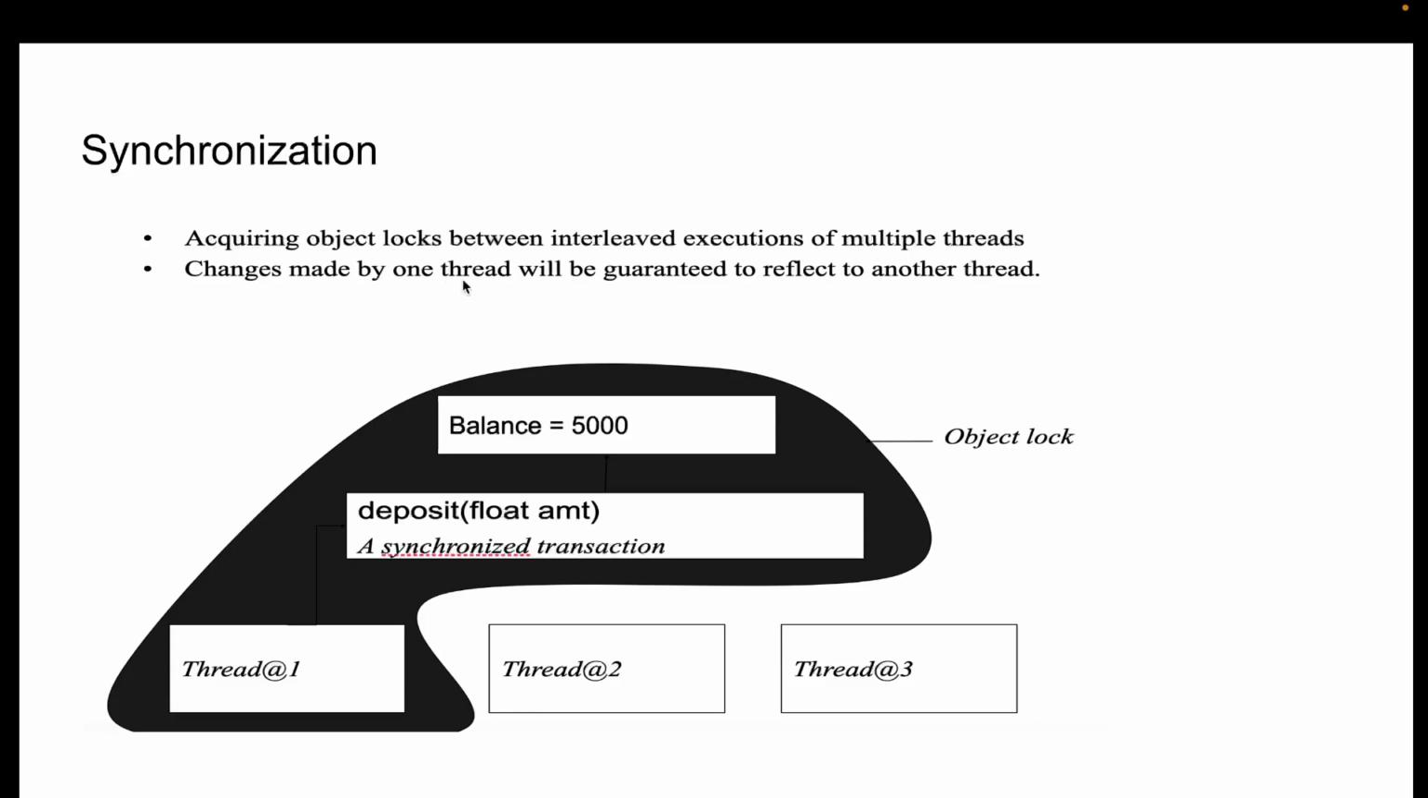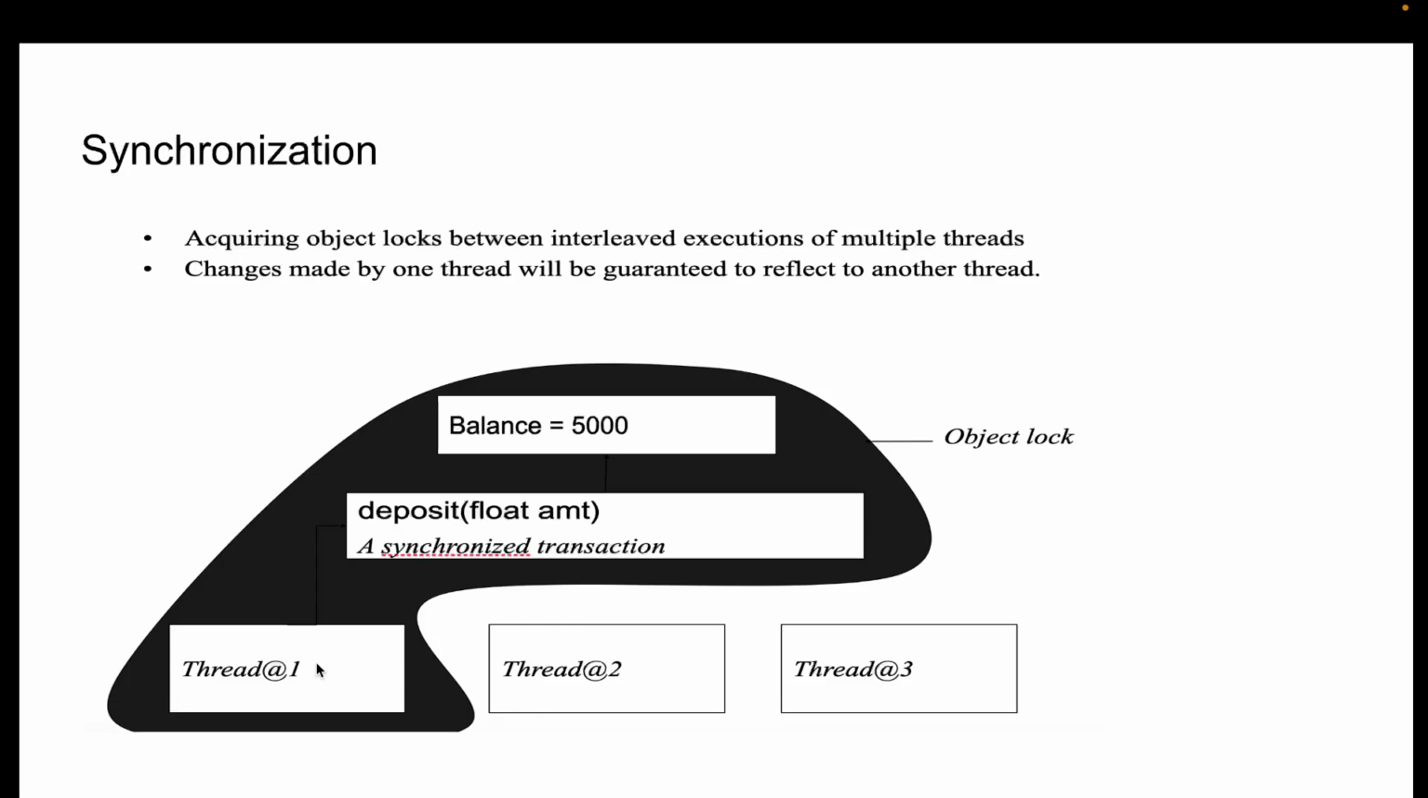Changes made by one thread will be guaranteed to reflect to the other thread. See, if all three threads deposit $1,000 at the same time, and there is no synchronization, then what will happen? The other two threads can just see the amount as 5,000 plus $1,000, that is 6,000. But when we synchronize the process, first thread 1 completes the deposit and it's updated, it's 6,000.